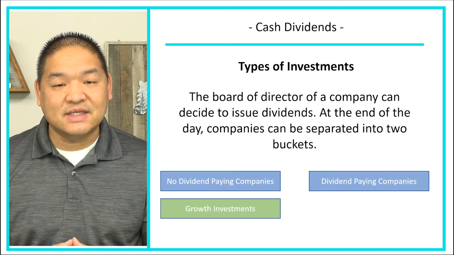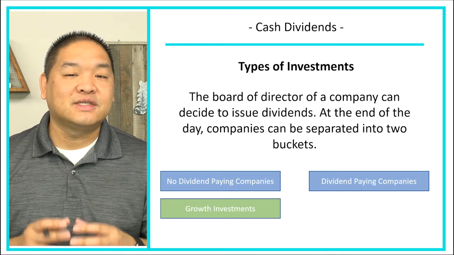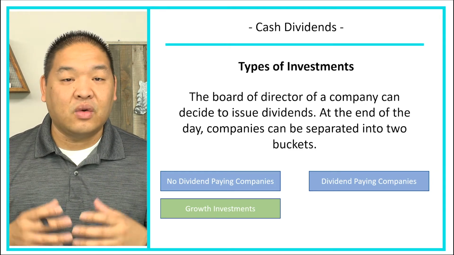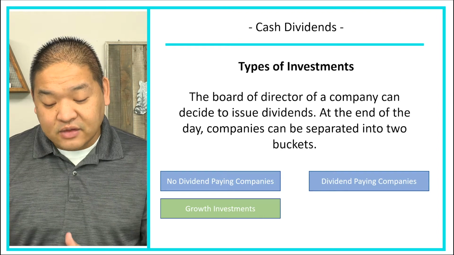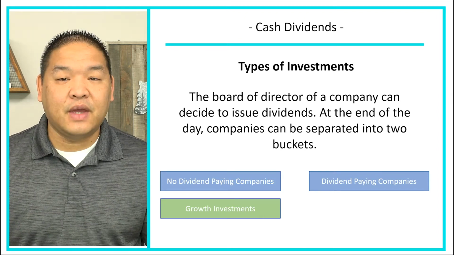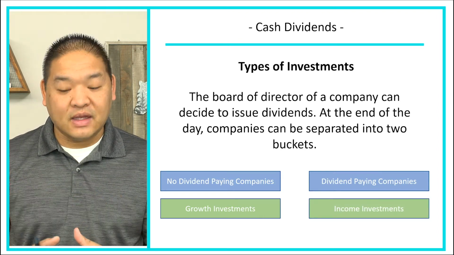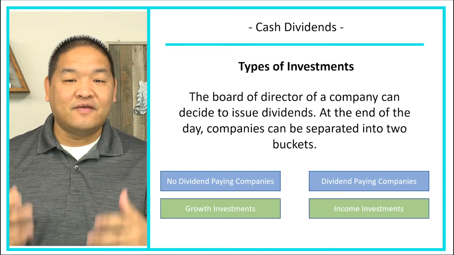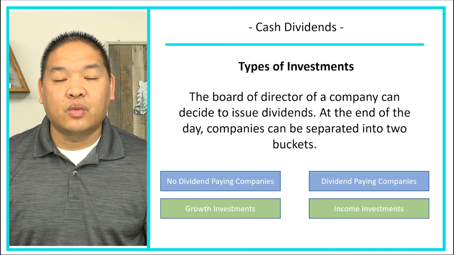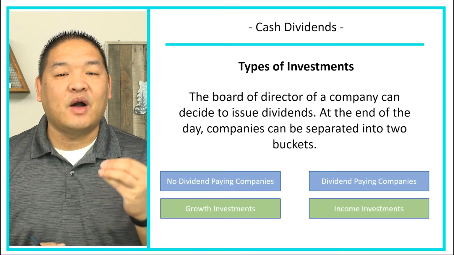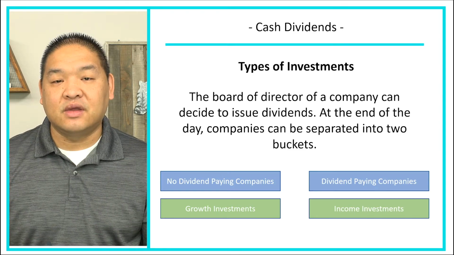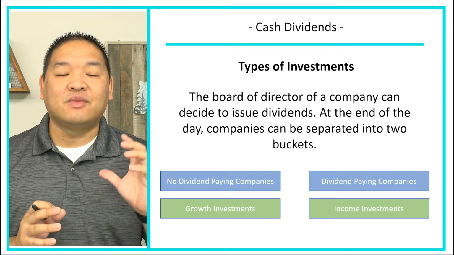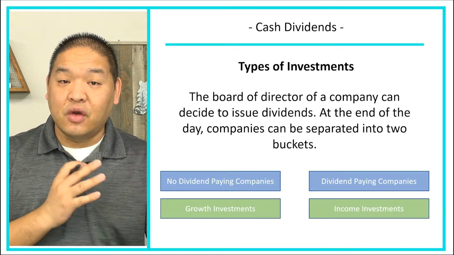By reinvesting in their company, they're hoping to increase the shareholders' value of their stock or their investment. The other type of companies are dividend paying companies. These dividend paying companies are also called income investments. The reason why is they are investments to the shareholders, but really the shareholders want the income from them, not necessarily the growth potential. They still want growth, but they don't need as much growth as maybe a true growth investment.